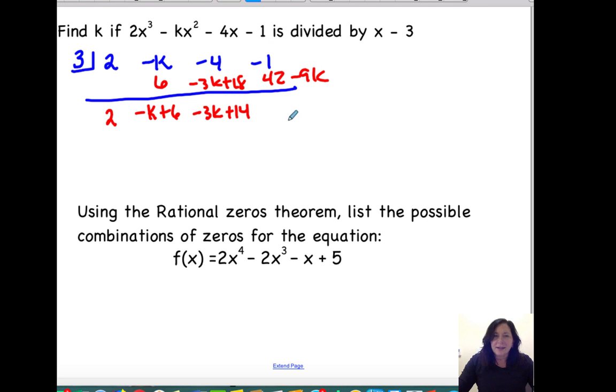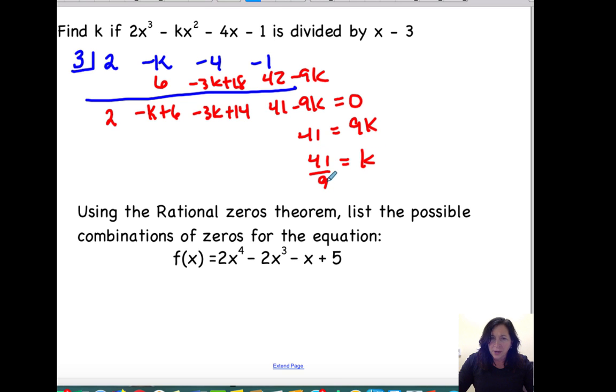And then we're going to add down. So I'll have 41 minus 9k. And then I want to set that equal to 0 so that I can solve for k. So I'll have 9k is equal to 41, and then I'm going to divide by 9. So k is equal to 41 over 9. And that's what k is equal to.